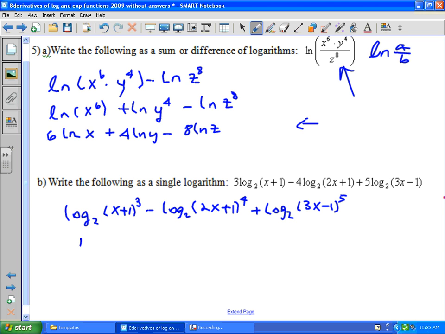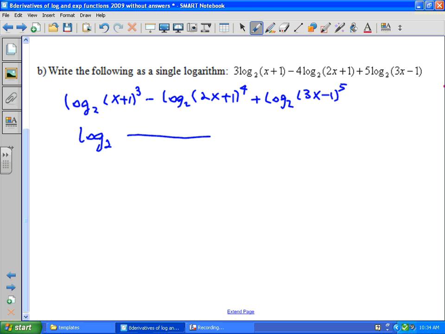And I want a single logarithm now. That's going to be log base 2. What should I have on the top? The ones with positives, right? So x plus 1 cubed, and also 3x minus 1 to the 5. And what should I have on the bottom? 2x plus 1 to the 4th. So we wrote it as a single logarithm. Complete opposite process.